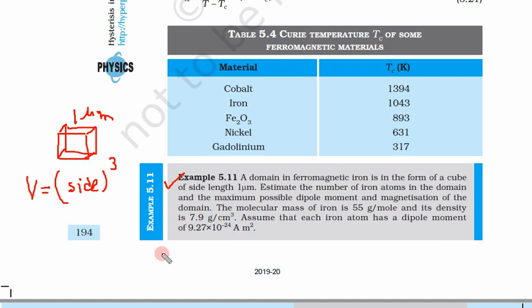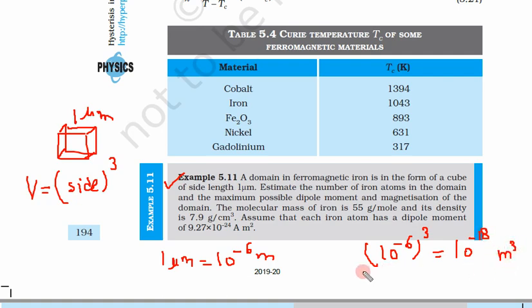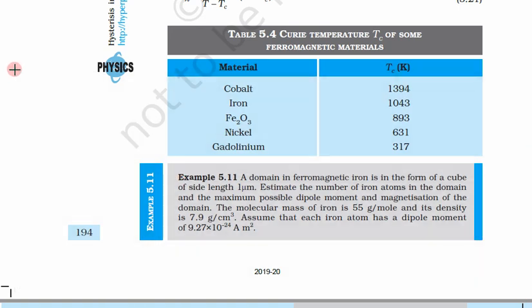So let us calculate. What is 1 micrometer? 1 micrometer is 10 to the power minus 6 meter. Now if we cube this, 10 to the power minus 6 to the power 3, this is equal to 10 to the power minus 18 meter cube. So this is the volume of this cube. So we have calculated the volume of this cube, 10 to the power minus 18 meter cube.